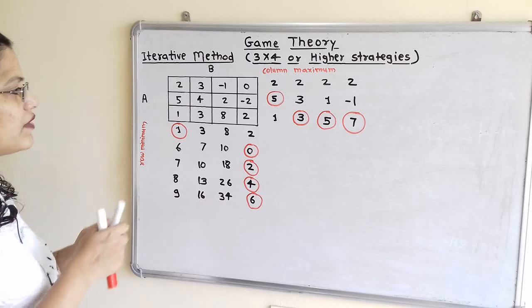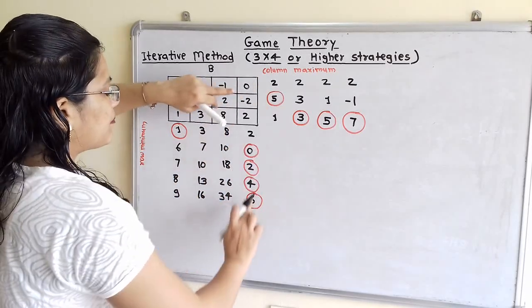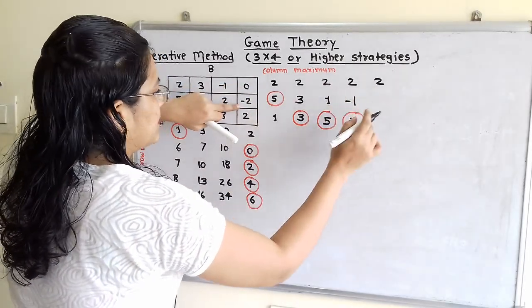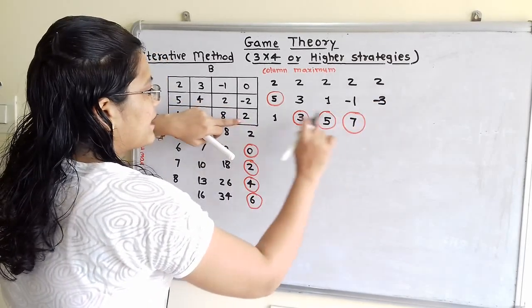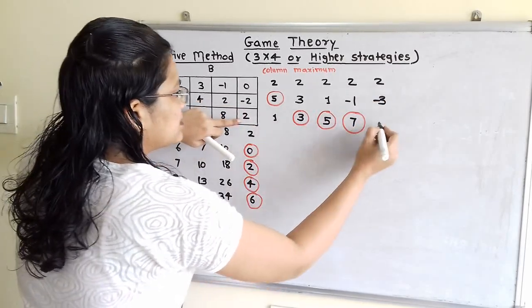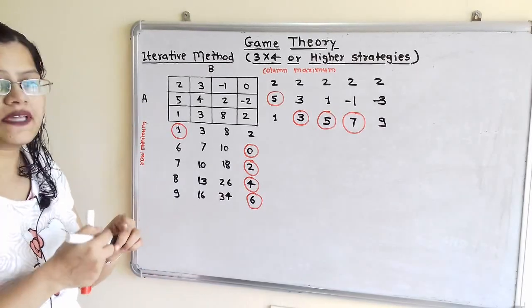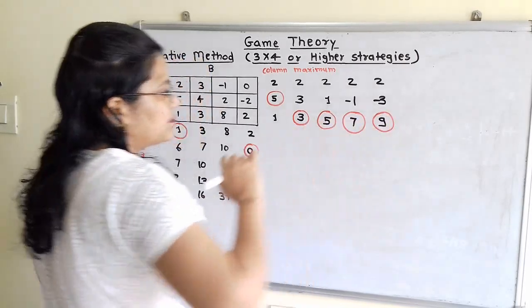And now we will add the elements from this column number 4. 0 plus 2, 2. Minus 2 minus 1, that is minus 3. And 2 minus 2 plus 7, that is 9. Now again for the column maximum, that is the maximum value, we have to select it. Here is the maximum value.